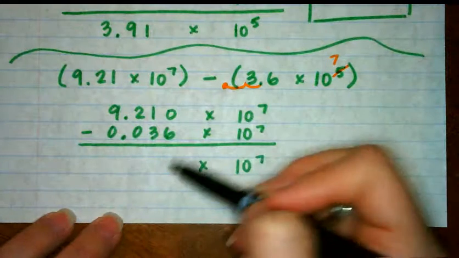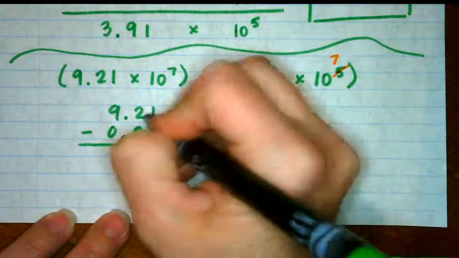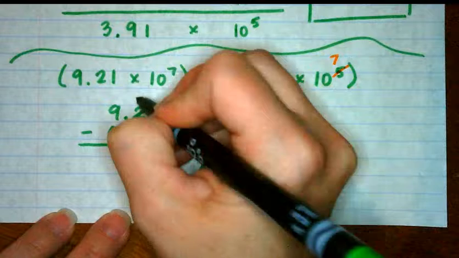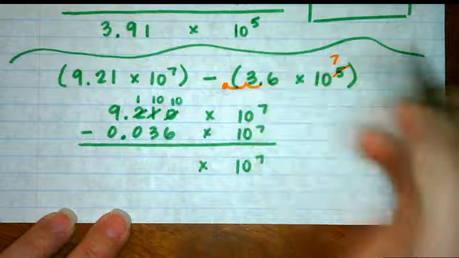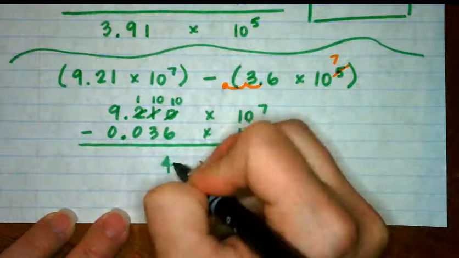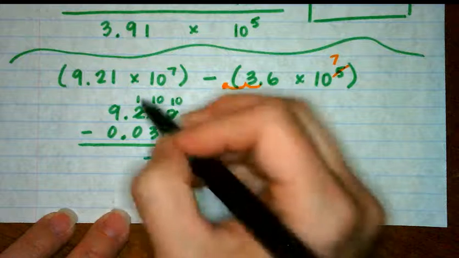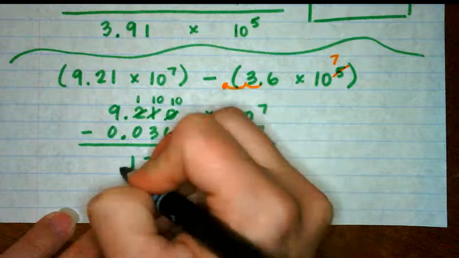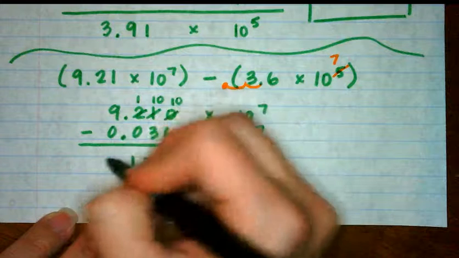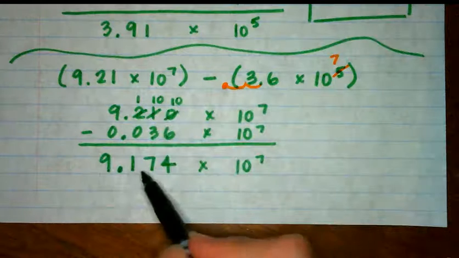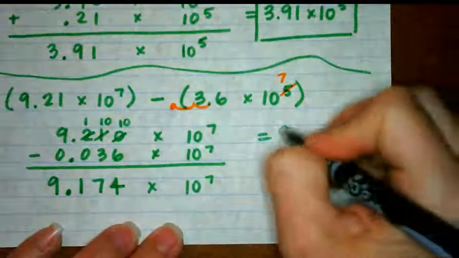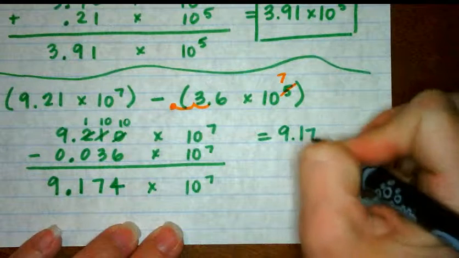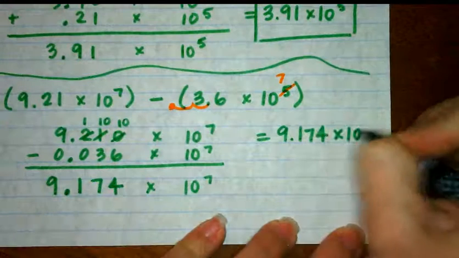And now I just need to subtract. So if you remember however you did your rules from elementary school, this one would be 11, this now is 10. So 10 minus 6, 10 minus 3, 1 minus 0, the decimal goes there, and then 9 minus 0. And this is a number between 1 and 10, so our answer is 9.174 times 10 to the 7th.